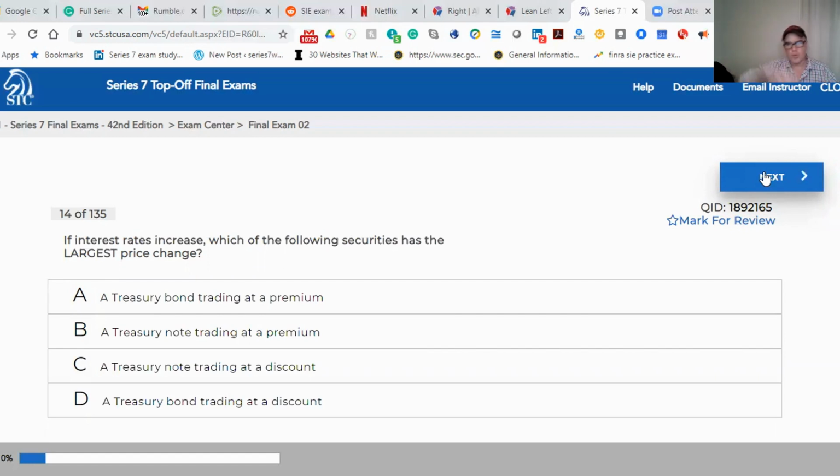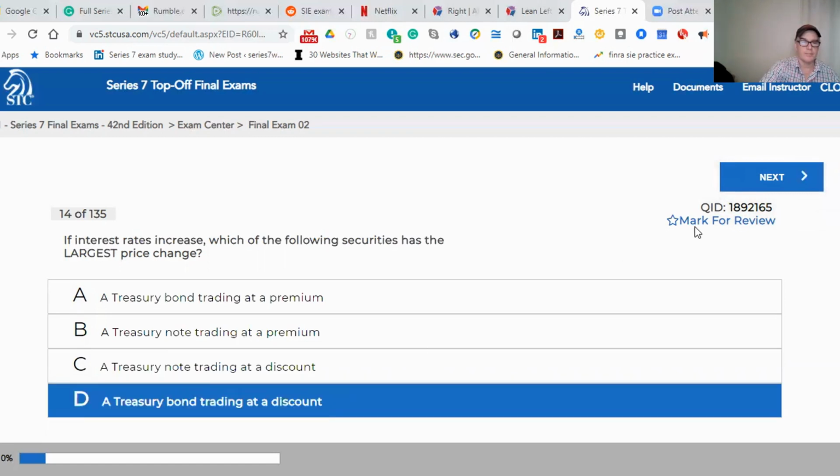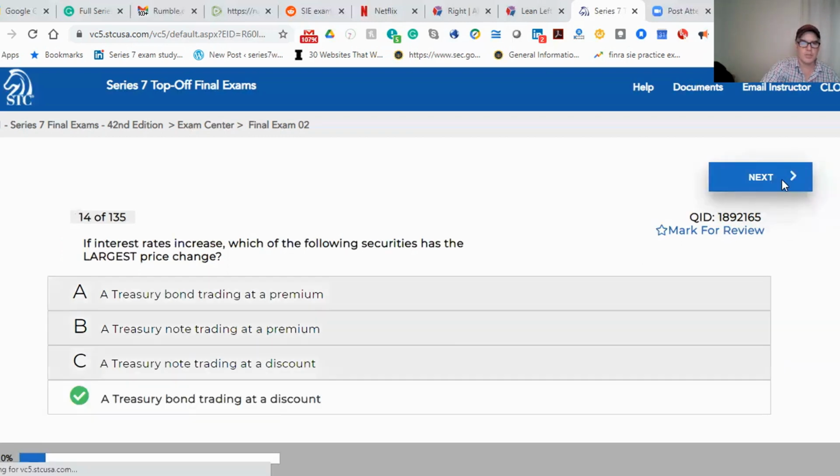Okay. So long and low. So throw the premiums out, get rid of them. So we're looking at the low coupon bonds. Which one's longer? I got to think it's a treasury bond because they're 10 to 30 years. They're going to be the most volatile. Let's hope. Fingers crossed. Boom.